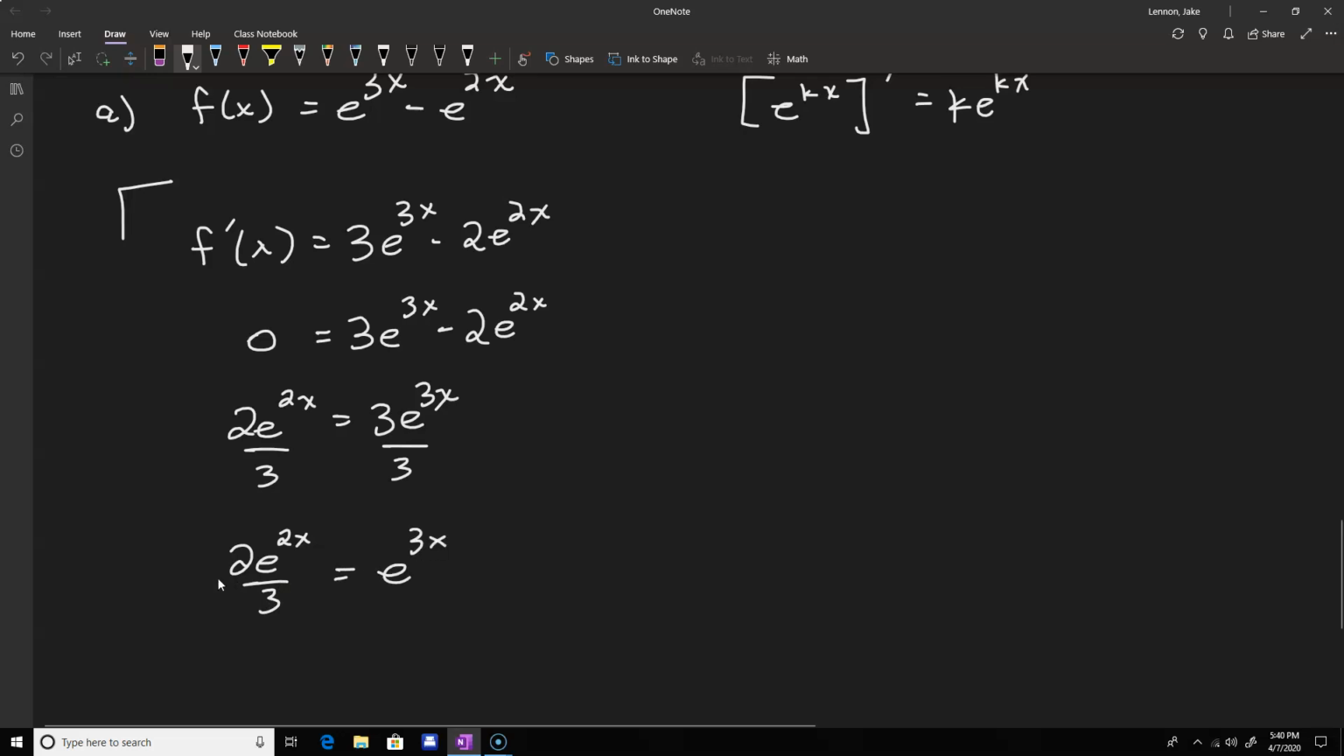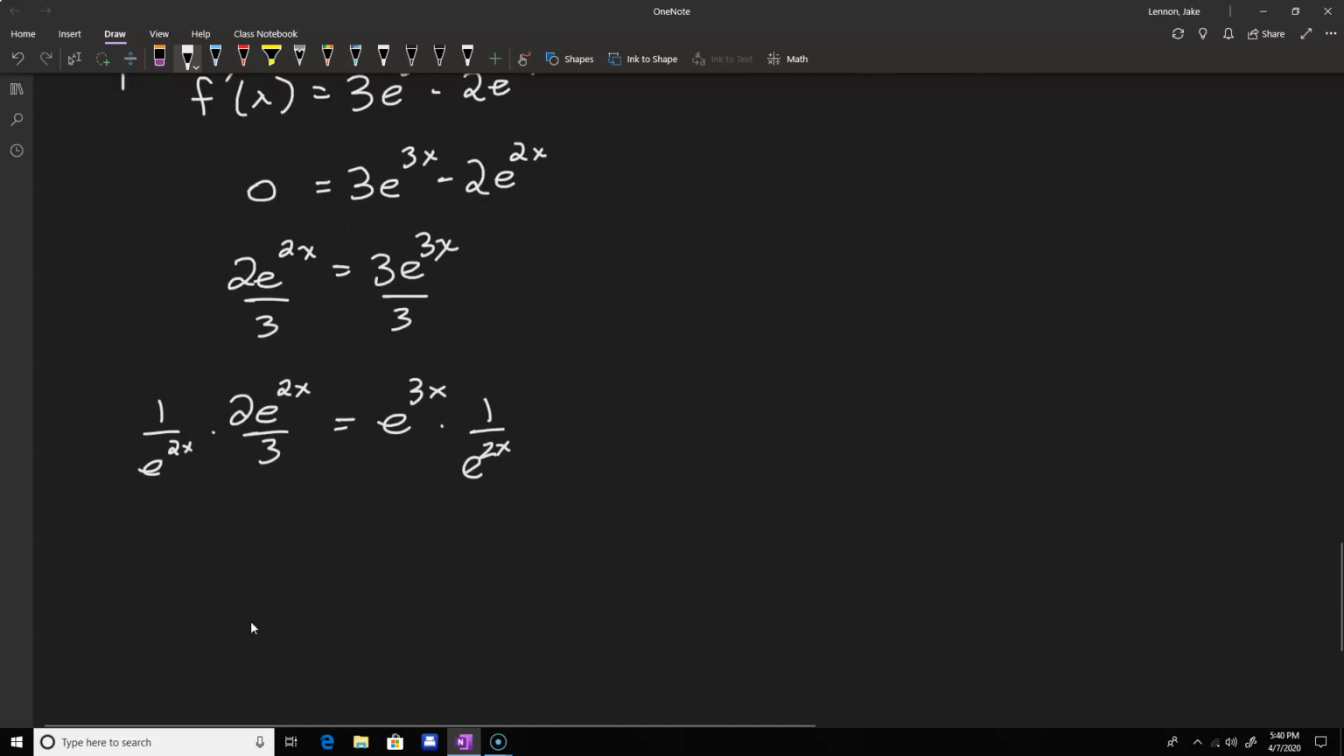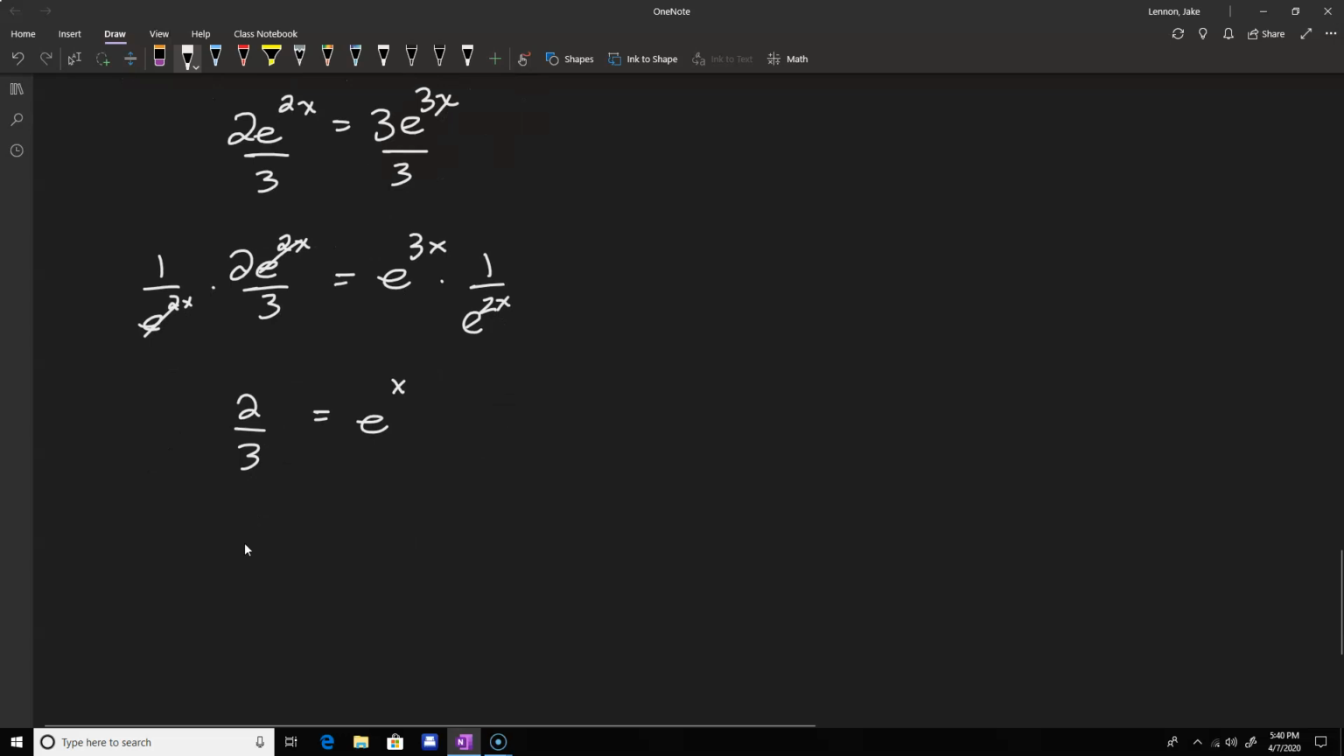Then we just want to divide both sides by e to the 2x. So if we multiply by 1 over e to the 2x on both sides, we will end up with just 2/3 on the left, because the e to the 2x's will cancel. And on the right, we'll have e to the 3x over e to the 2x, and you can subtract those exponents because you have the same base. So 3x minus 2x is x, so we end up with just 2/3 equals e to the x. And to solve for x, we just take the natural log of both sides.